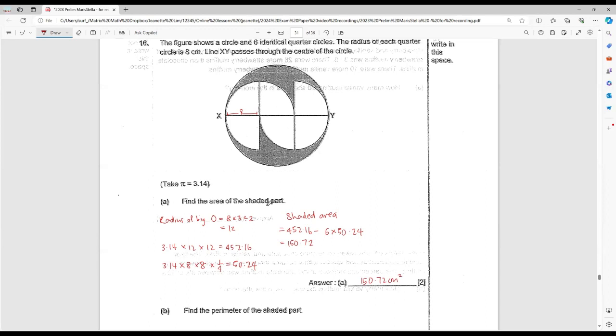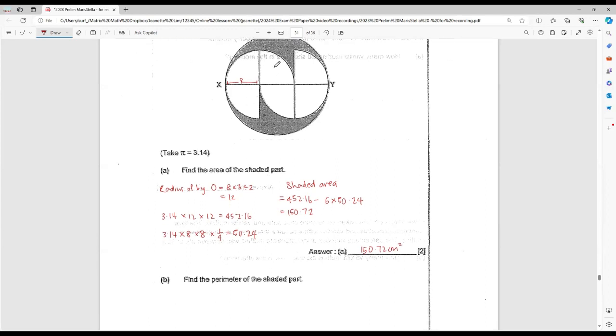Next, find the perimeter of the shaded part. Okay, so the perimeter of the shaded part definitely includes the circumference of the big circle. Now, to find perimeter, don't minus, okay? We are finding the sum of all the sides of the outline. So the big circle is what we have, and the perimeter also includes the arcs. Okay, arcs of all the quadrants, as well as 2 straight lines. 2 of the radius of the small quadrant.